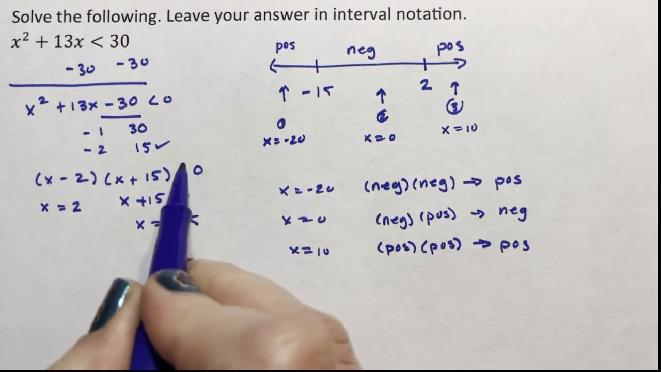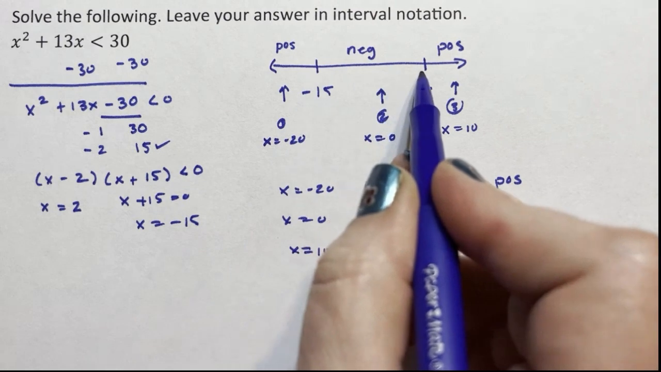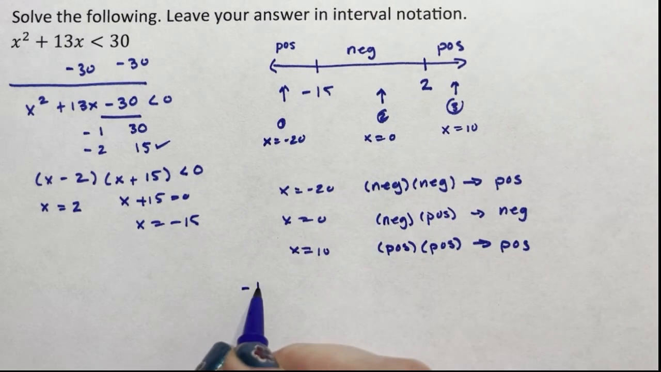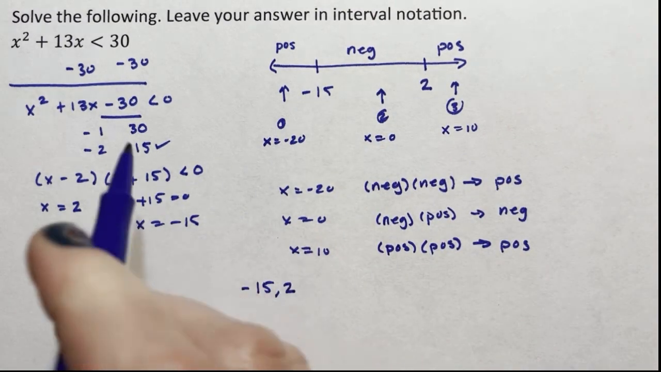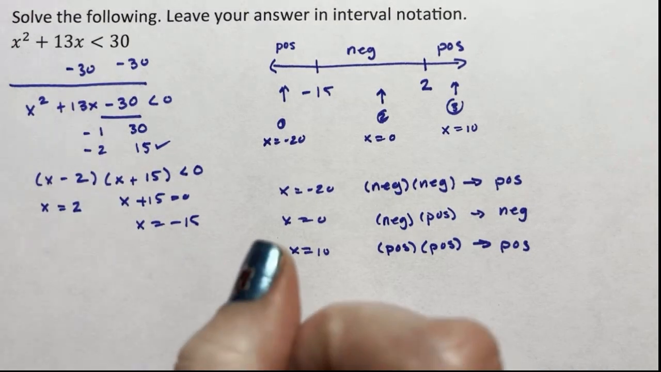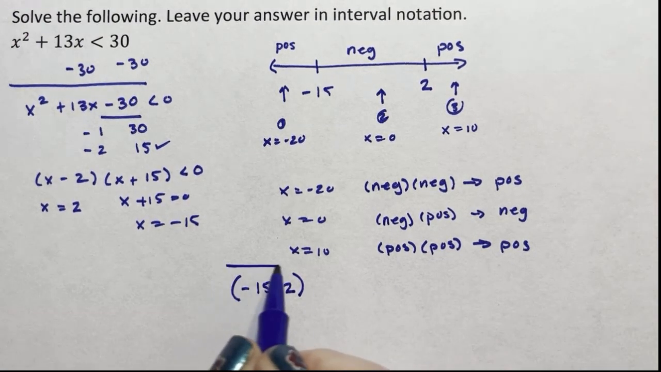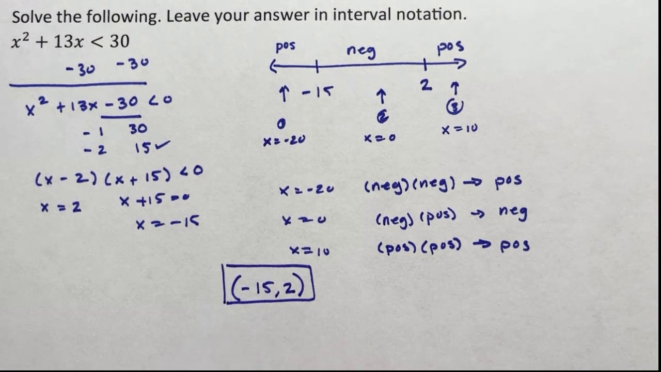So I want the interval where everything is negative. That's going to be from negative 15 to 2. I'm going to come back and note that there's no equal sign here. So I'm going to use parentheses for my interval notation. And this right here becomes my answer.